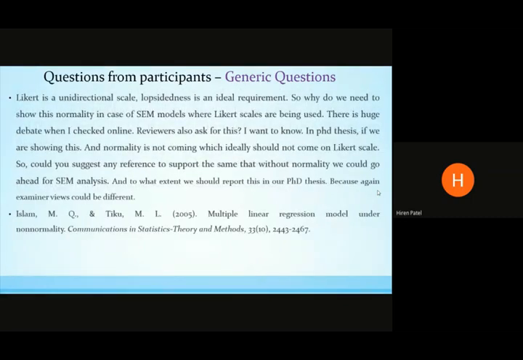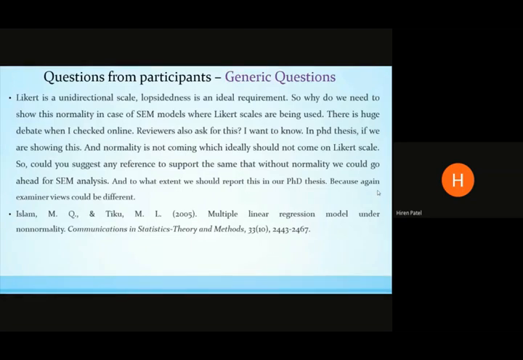Another question was, Likert is a unidimensional scale, lopsidedness is an ideal requirement. So why do we need to show normality in case of SEM models where Likert scales are being used? There is a huge debate. When I checked online, reviewers also asked for this. I want to know, in a PhD thesis, if we are showing this and normality is not coming, which ideally should not come on a Likert scale, could you suggest any reference to support that we could go ahead with SEM analysis without normality or not? Again, your question is more towards SEM, beyond the scope of the study.